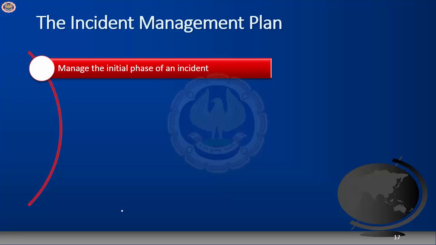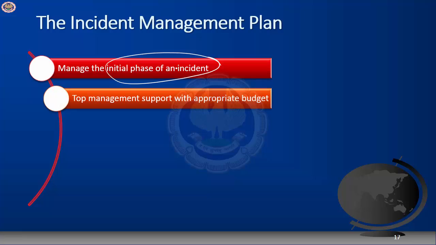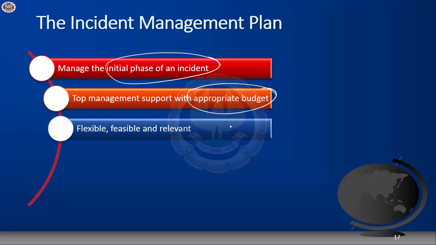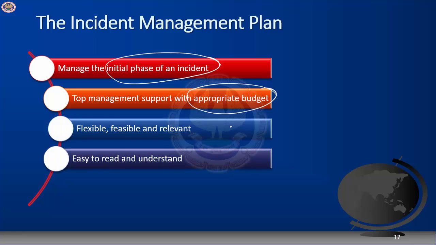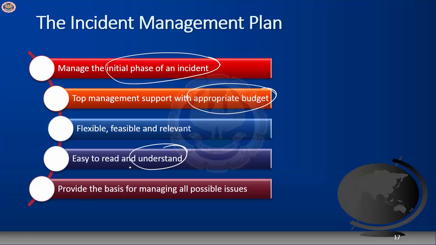If you look at the incident management plan, you need to manage the initial phase of an incident, which is going to be very critical. The top management support has to be provided by ensuring that you have the right budgets so that you can invest as required based on the needs of the organization. It has to be flexible, feasible, and relevant. Now, the incident plan has to be implementable, which means the users who are at multiple levels of the organization should be able to understand and implement this. And this becomes the basis on which you're going to consider all the possible issues in terms of the different types of incidents and the impact for the business.